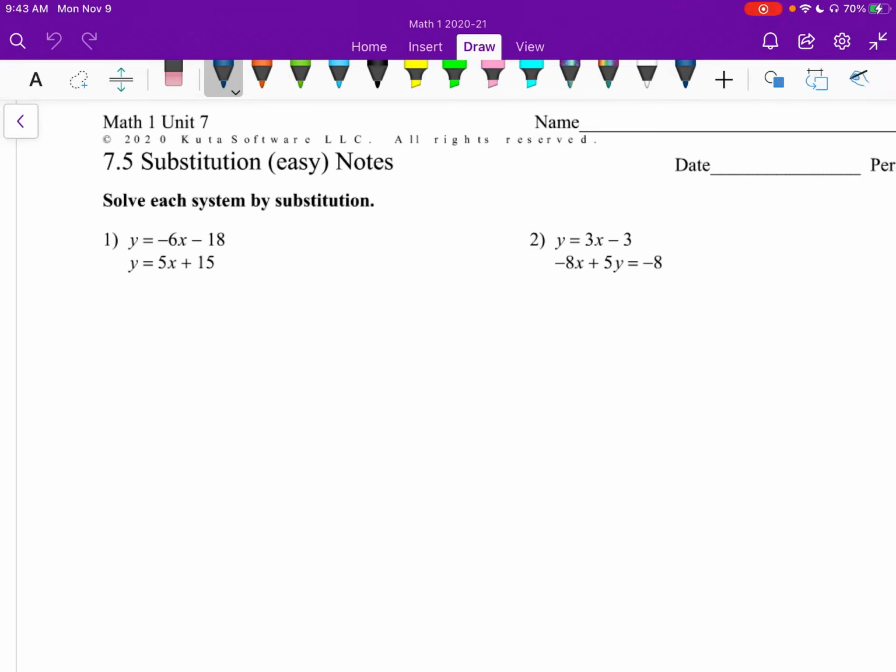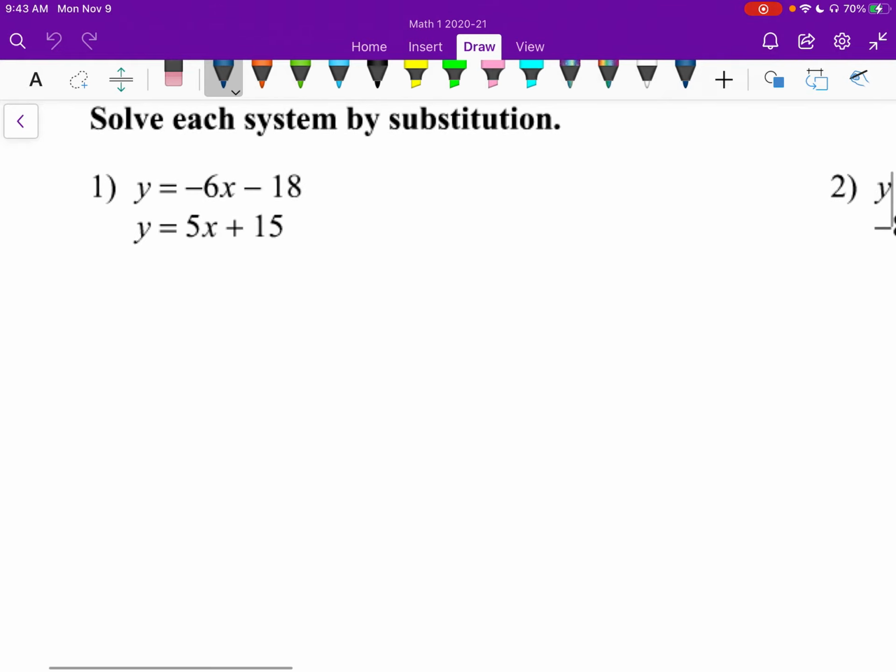Right, Math 1, Unit 7, Section 5, Substitution. And just like with the elimination, we're going to have an easy version and then the more difficult version. So, number 1, we're solving by substitution.